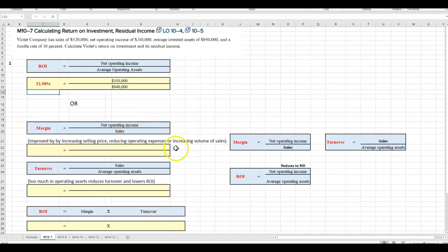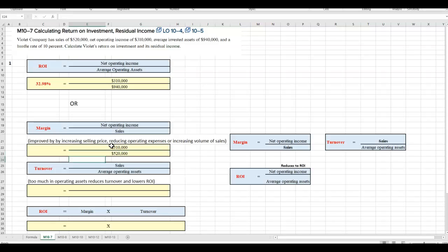There's another way to calculate this, and I want to point this out because sometimes you don't have enough information to do this simple calculation. ROI is actually margin times turnover. If you calculate your margin and your turnover, you can get your ROI. Margin is net operating income divided by sales: net operating income of $310,000 divided by sales of $520,000.